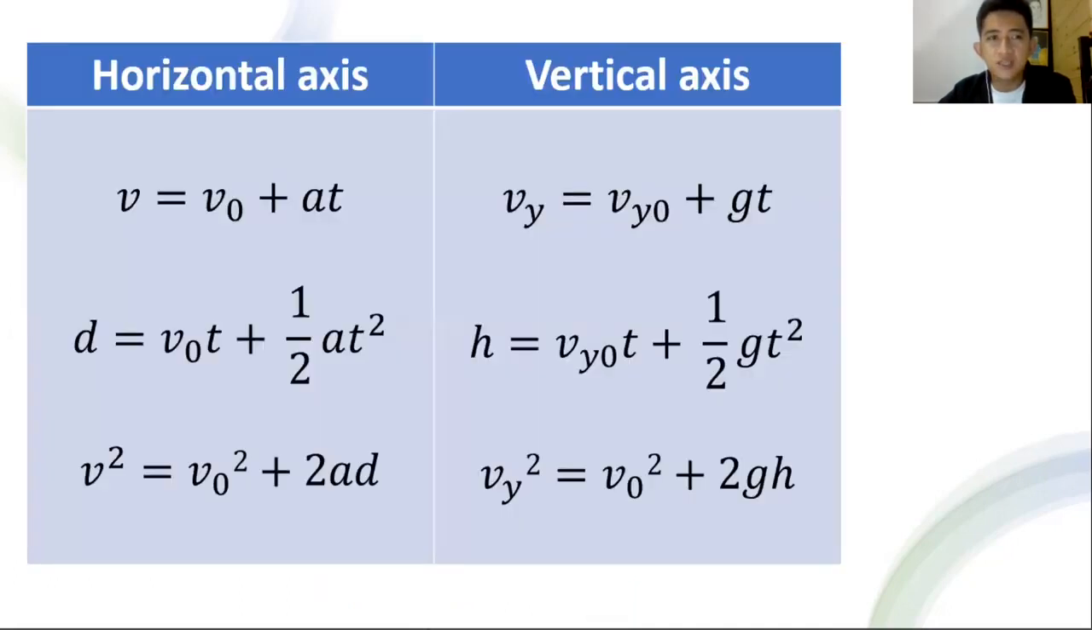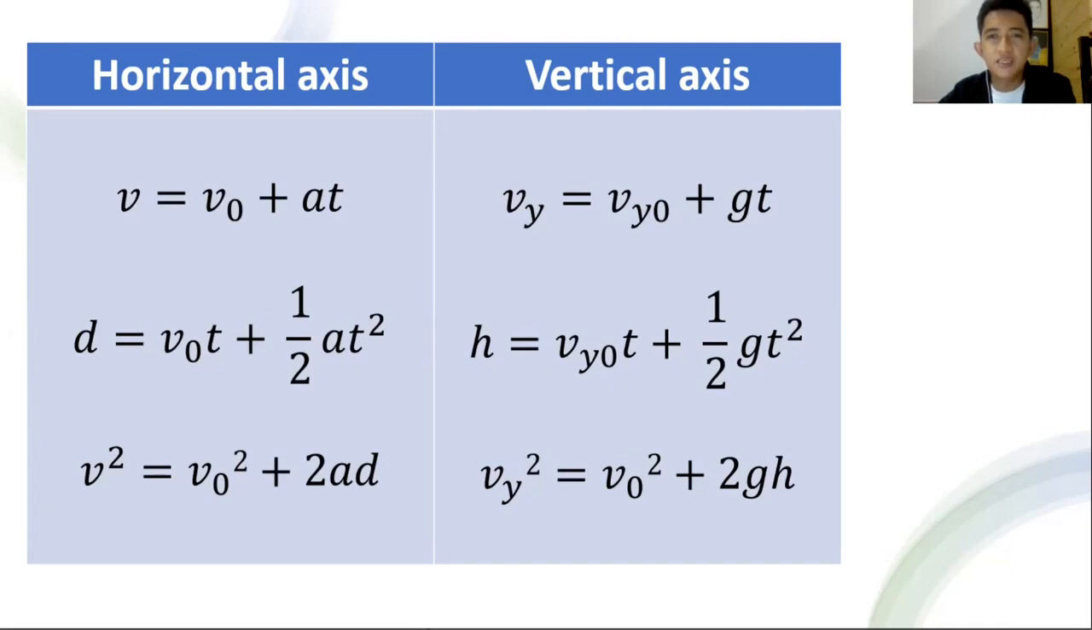Let's look into this table. A while ago, I mentioned that a special symbol is given to the acceleration due to gravity. So we can change the acceleration a into the acceleration due to gravity, with the symbol g. So here, we have v sub y, which is in the vertical axis, is equal to v sub y sub 0 plus gt, as an example for equation number 1.